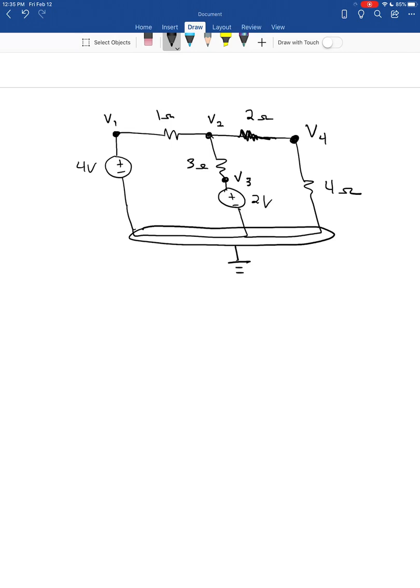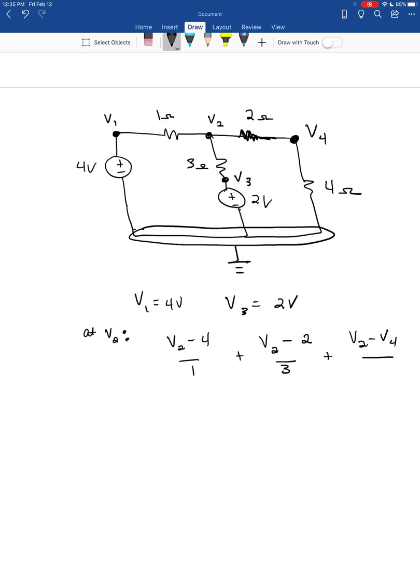So first of all, if you have 2 voltage sources, look and see if they share a common node, and if they do, then make that common node the reference, because if you do, then V1 is 4 and V3 is 2. And you've already solved half of your nodes. So now you just need a node equation at V2. So you have V2 minus 4 over 1, V2 minus V3, which is 2, over 3, and V2 minus V4 over 2.